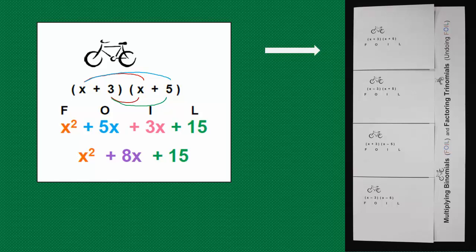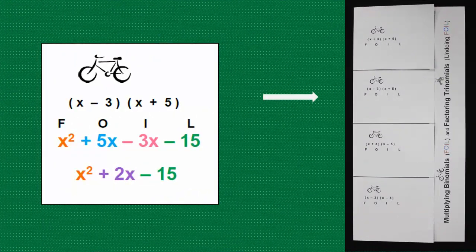Now we have two terms in the middle that are alike. They both end in an x, so we can add our 5x and 3x together to get 8x. And we just bring down the x squared from the F and the 15 from the L. So the final answer for multiplying these binomials is x squared plus 8x plus 15. And this is now a trinomial because there are 3 terms.